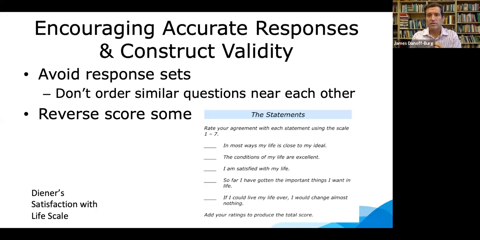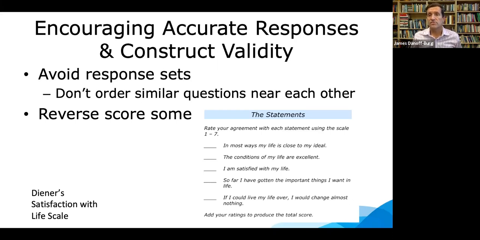This is a scale that people use a lot called the Diener's Satisfaction with Life scale, with these 5 questions. And they ask you to rate your agreement with each statement using the scale of 1 to 7, where 7 is strongly agree and 1 is does not agree. So you'll see here, all of them are positive. In most ways, my life is close to my ideal. The conditions of my life are excellent. I am satisfied with my life. So far, I've gotten the important things I want in life. If I could live my life over, I would change almost nothing.